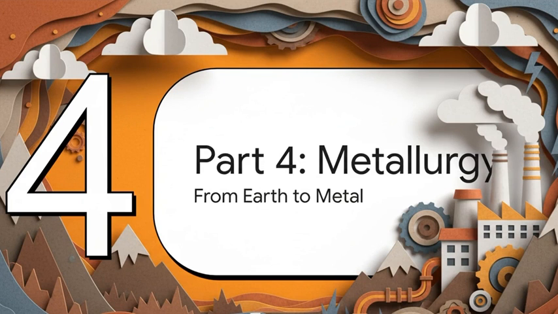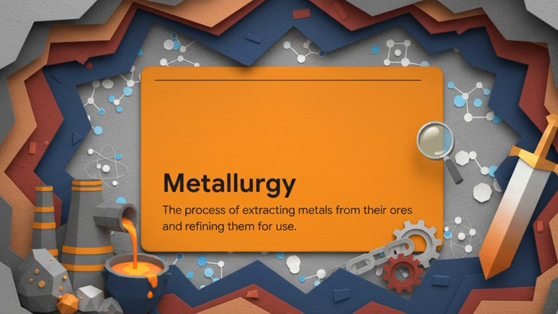Okay, so we get how metals react, but let's get practical. How do we actually get all these useful metals out of the ground in the first place? Well, that whole massive industrial process has a name: metallurgy. The definition is pretty straightforward. Metallurgy is just the A to Z process of taking a rock that contains metal, which we call an ore, and doing everything it takes to end up with a pure, shiny piece of metal.